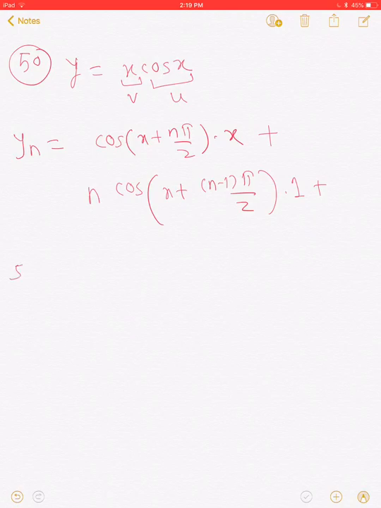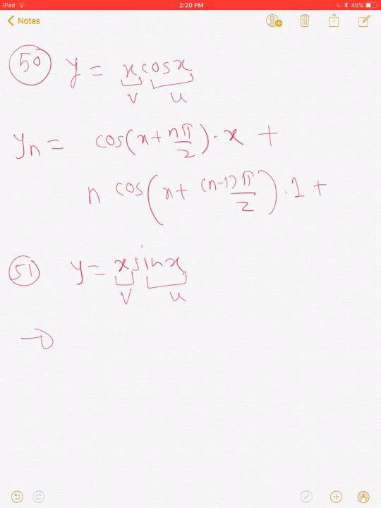Next question, that is question number 51. In question number 51 we have to find yn, if y is equal to x sin x. Again the question is similar. We are choosing v as x and u as sin x because the derivative of v vanishes earlier.